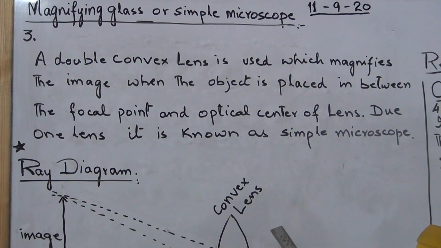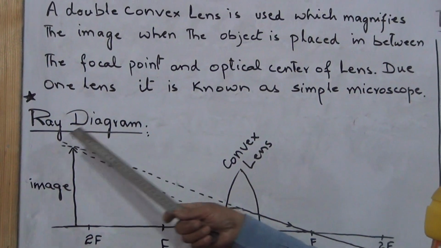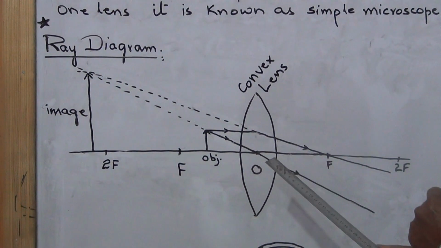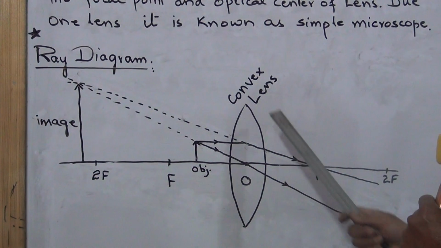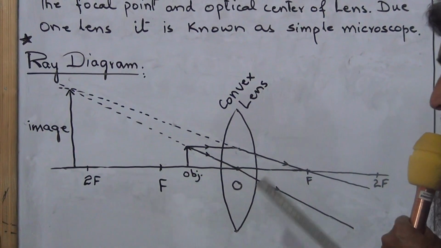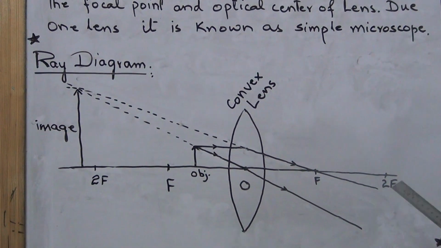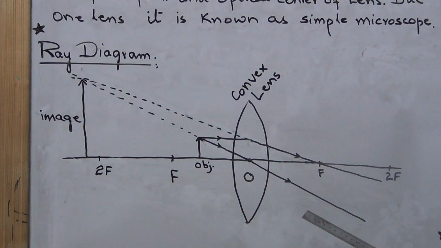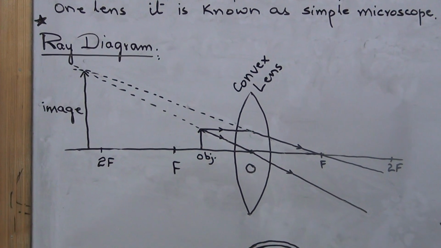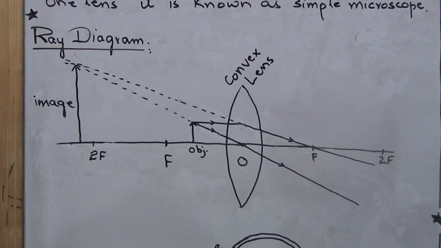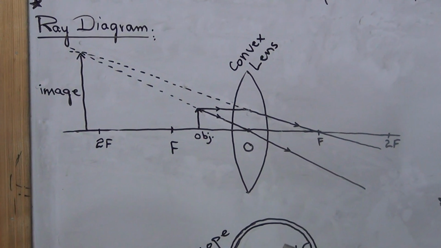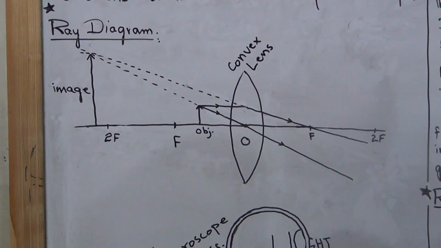Now, the important thing, that is the ray diagram. You will obtain the marks for the ray diagram. If you do not draw the ray diagram, there will be no marks. So this is the magnifying glass and this one is the convex lens. You have used it many times.